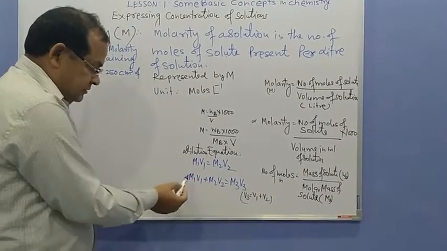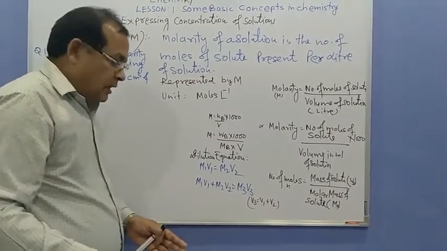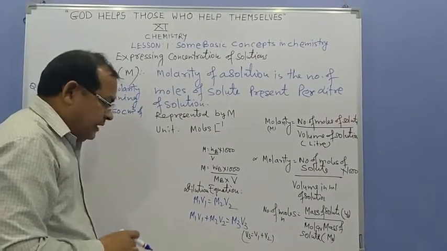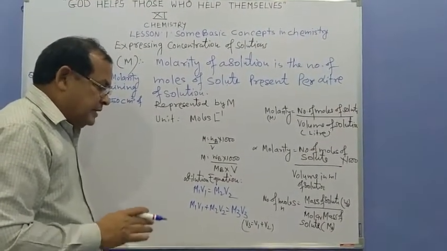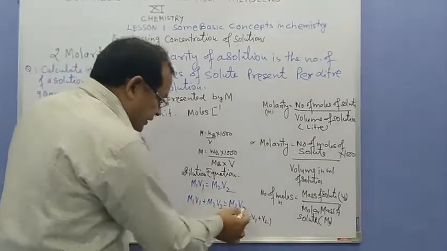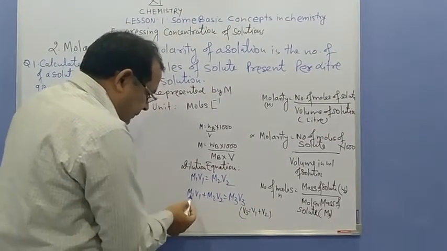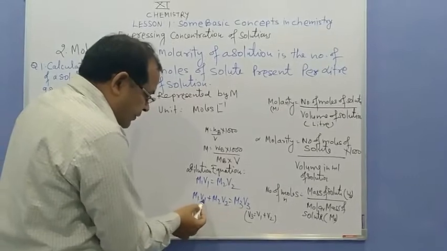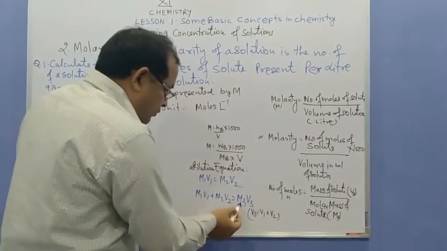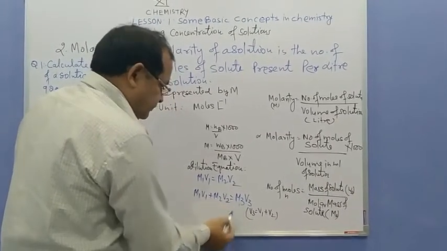Second formula: if two solutions are mixed together and you have to find out the resultant molarity, in that case V3 equals V1 plus V2. And if M1, V1, M2 and V2 are given, you can find out M3, meaning the resultant molarity.